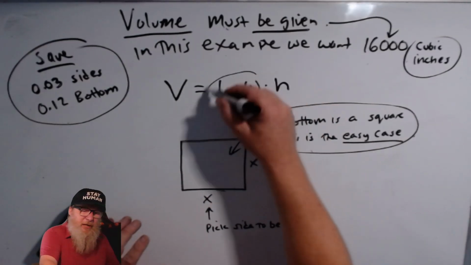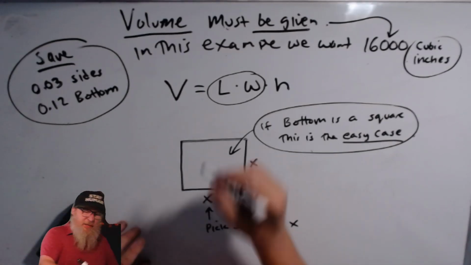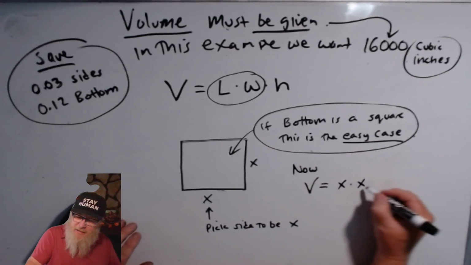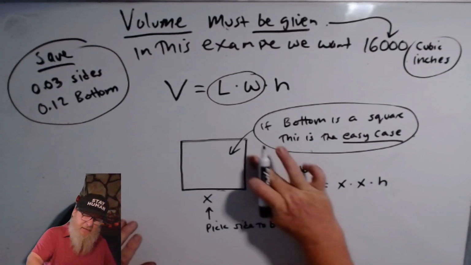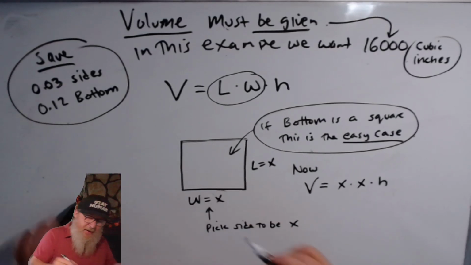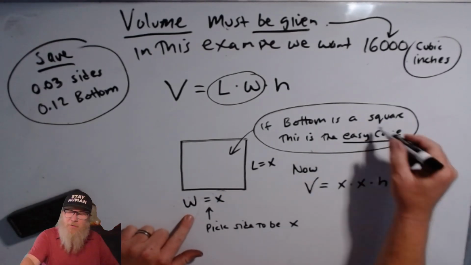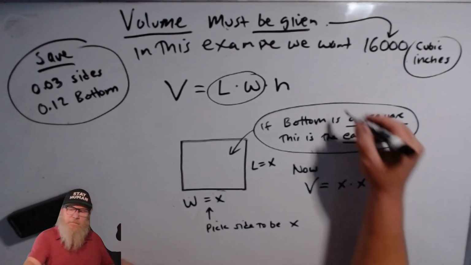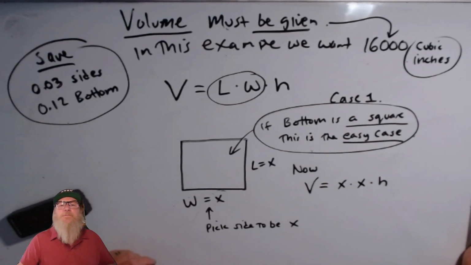Now that's going to be your length and your width. Yeah, so you got your length and your width. So now the volume is X times X times H. So I'm saying, L is equal to X and W is equal to X. I'm just forcing the length and the width to both be the same so that I can solve the simple case. Case 1. That it's a square. All right.